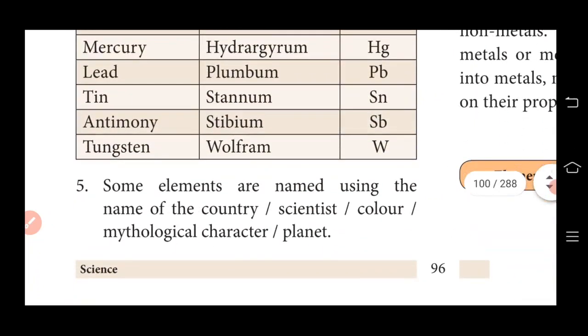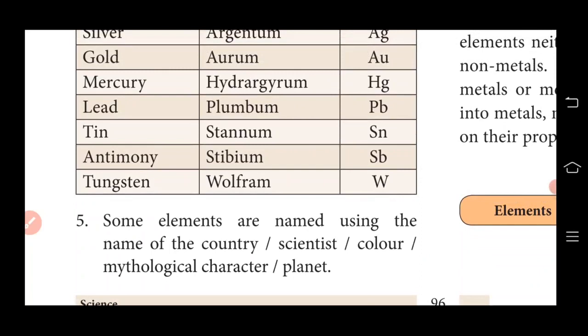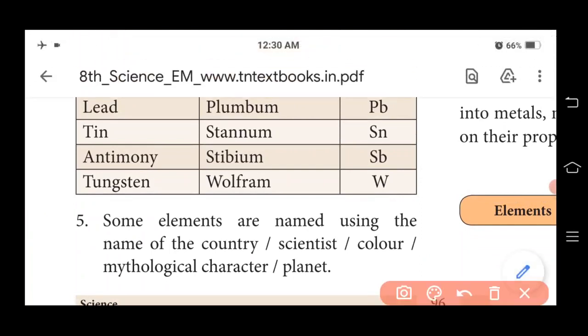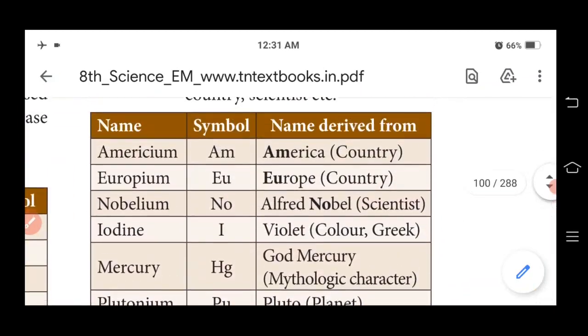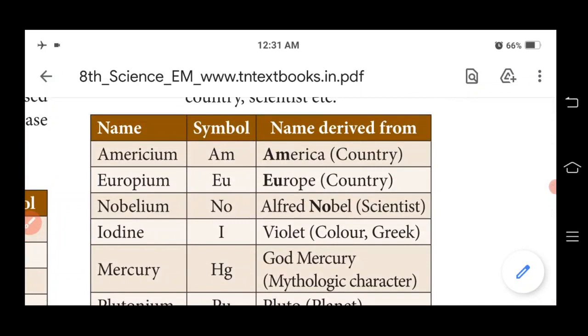And then our fifth rule to write symbols: some elements are named using the name of a country, scientist, color, mythological character, and planet. Examples are: americium, symbol Am, name derived from the country America; europium, symbol Eu, name derived from Europe.